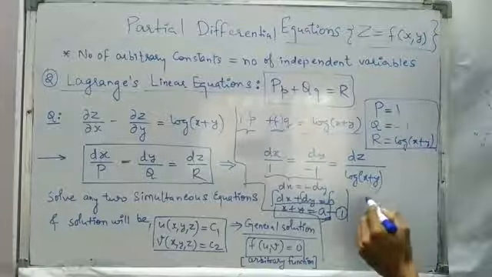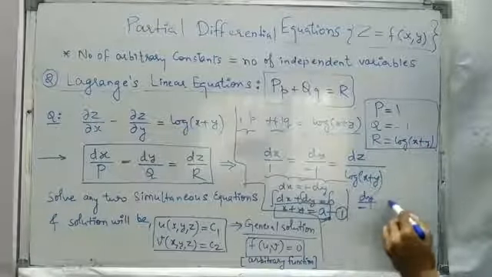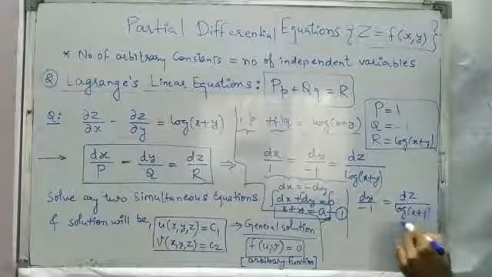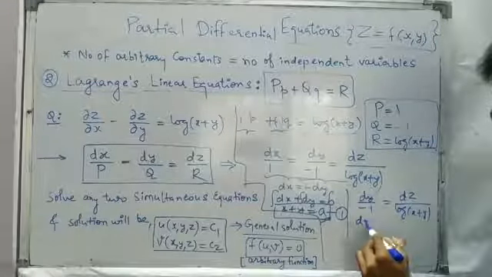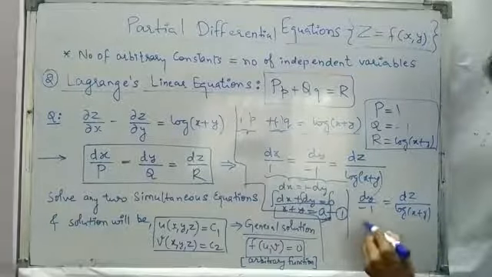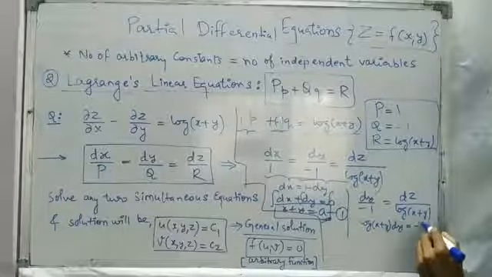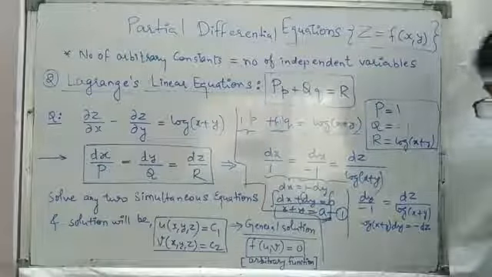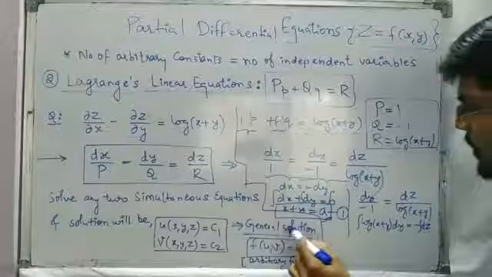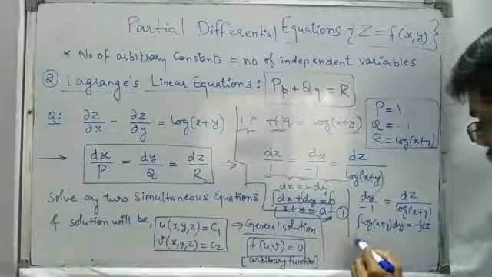And in the second case, if we take these two equations, this will be dy upon minus 1 is equal to dz upon log of x plus y. So we have log of x plus y into dy is equal to minus of dz. Now if you integrate both the sides, and by making use of equation number 1, we have x plus y is equal to a, and a is nothing but a constant.